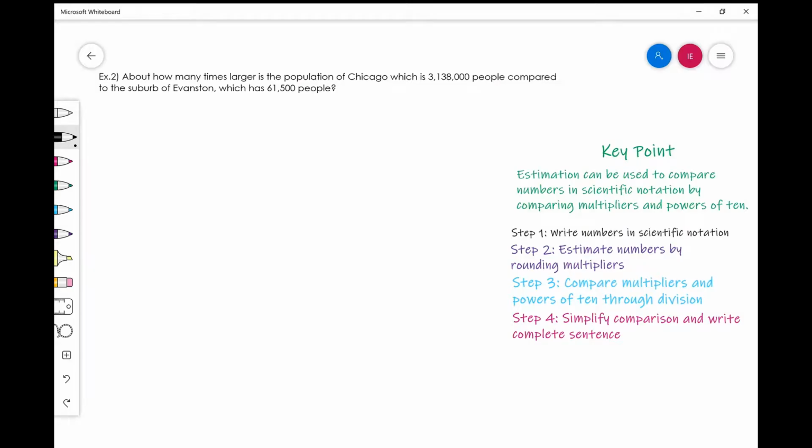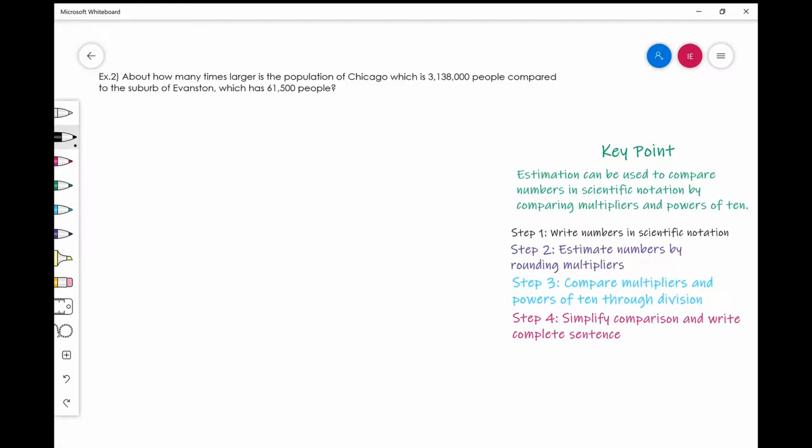Example 2 says, about how many times larger is the population of Chicago, which is 3,138,000 people, compared to the suburb of Evanston, which has 61,500 people.